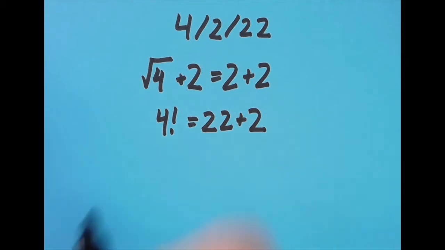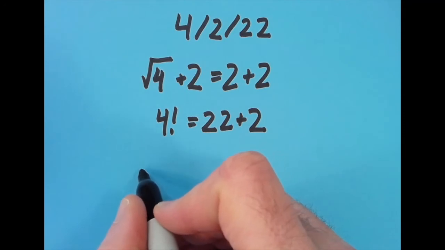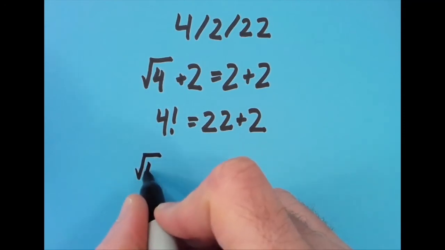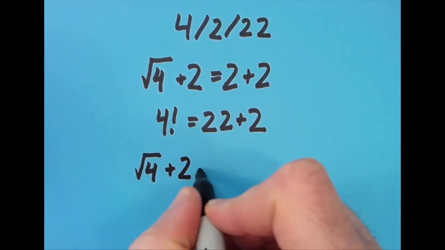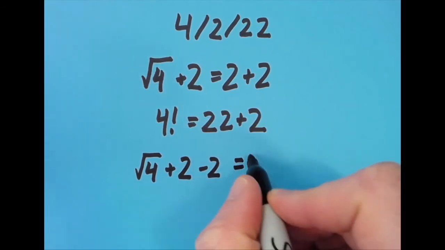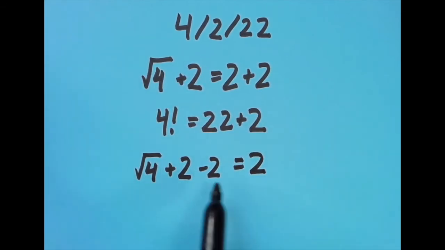And the final one that I did, I kind of used the idea from the first equation that I had here. I said square root of 4 plus 2 minus 2 equals 2. So 2 plus 2 is 4, minus 2 again equals 2. So I did it three ways, each time putting the equal sign in a different position. But I know there's lots of other ways to make equations out of these digits.